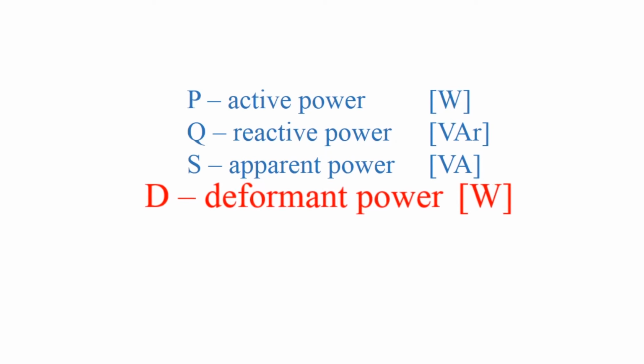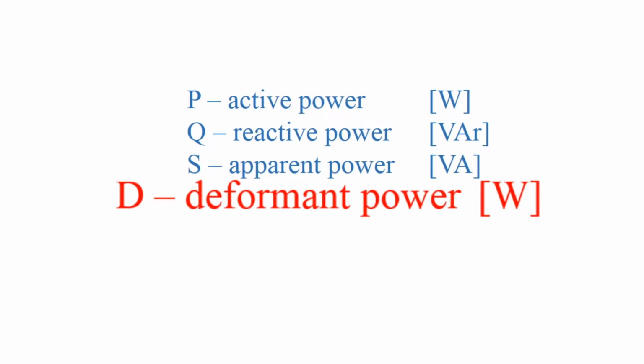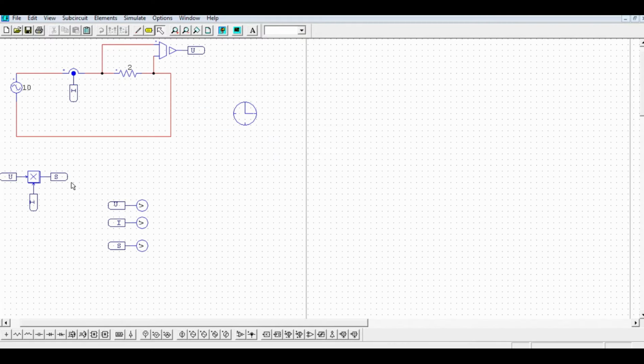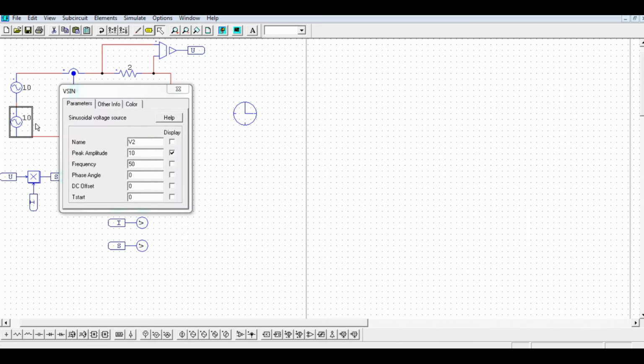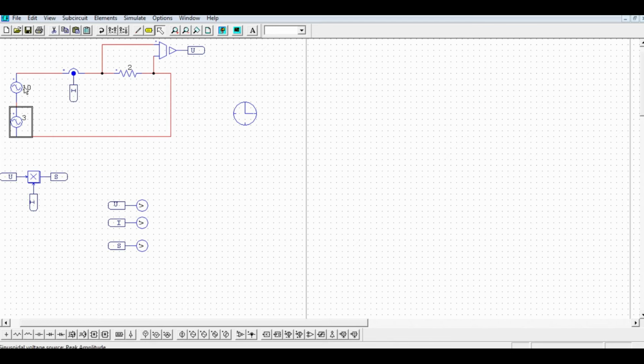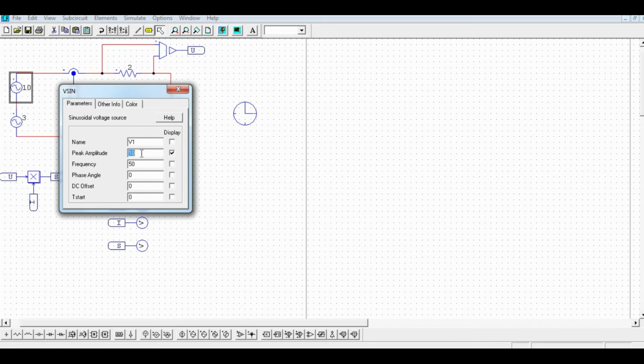But what is the deformant power? You don't hear about it so often, right? Well, in the previous examples I have used ideal circuits. In reality, neither voltage nor current are perfectly sinusoidal. Every load that is not an incandescent light bulb or resistive heater induces harmonics in the power grid. Harmonics are sinusoidal currents with higher frequency and lower amplitude than the 50 Hz fundamental frequency.